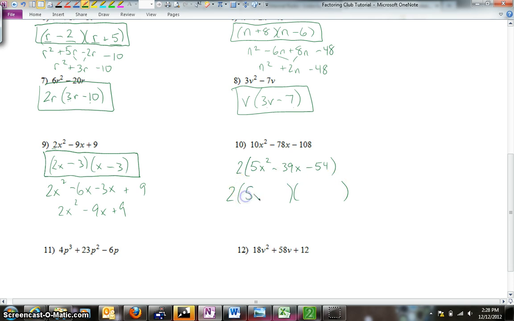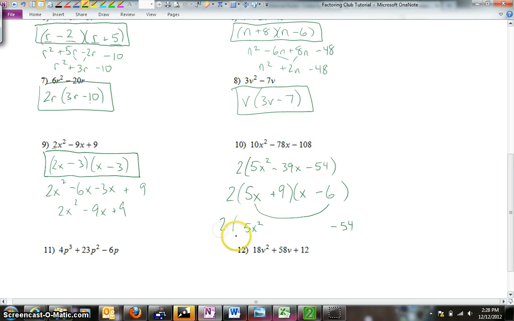So I'm going to put a 5x and an x because that's the only way to make 5x squared. Now, there's lots of ways to make negative 54. The one I think of first is 9 and 6. So I'll try 9 here, and I'm going to try a negative 6 there because I want a negative 54. So let's FOIL this. I know I'm getting the 5x squared. I know I'm getting the negative 54.